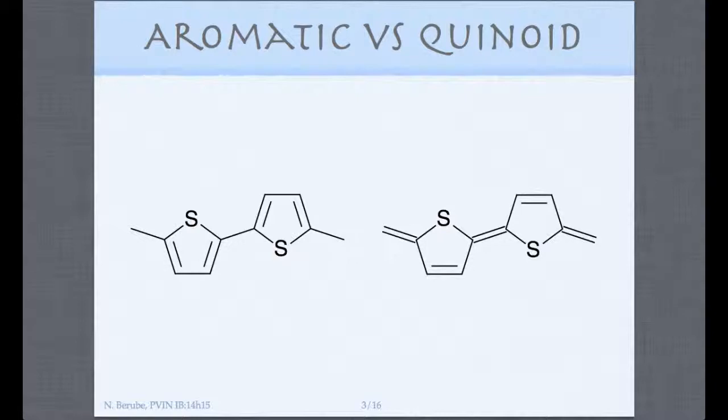Normally, for most polymers, they tend to be more stable in their aromatic form. But one can force the quinoid form of a few polymers, for example polythiophene, by fusing an aromatic cycle, for example a benzene cycle, to the thiophene ones, which forces the quinoid form of the polymer, which makes the quinoid isothiophene in this case.